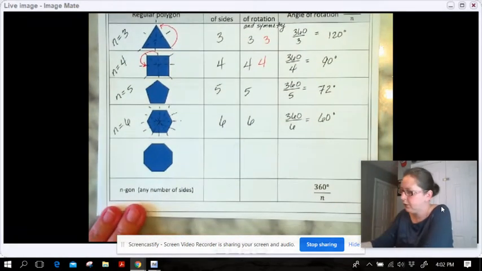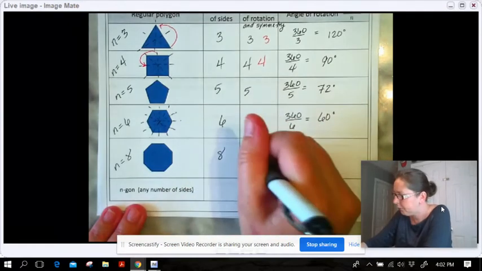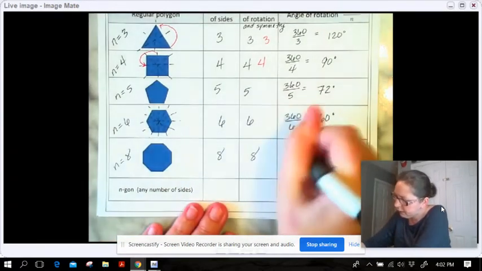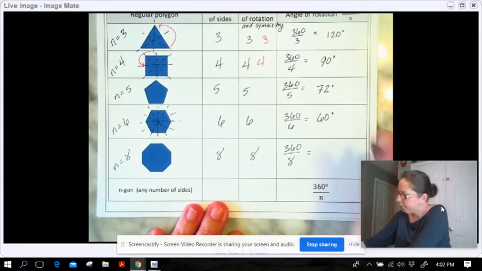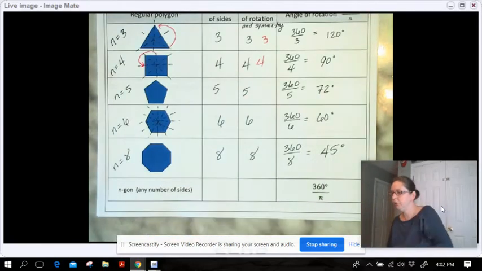And then our octagon, 8 sides, 8 lines of rotation. 360 divided by 8 gives us a 45-degree angle of rotation.